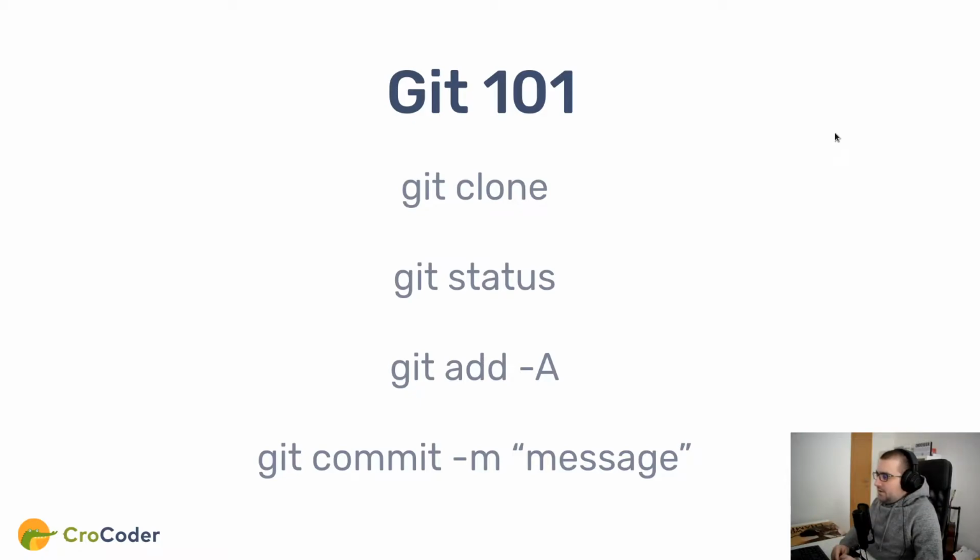So these are the 4 most important Git controls, and if you know how to use these 4 Git controls, you are like 90% in there with Git. And we will go through each of these. So let's start first with Git clone.